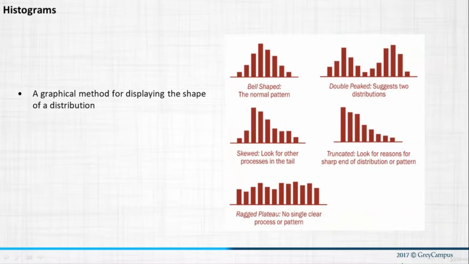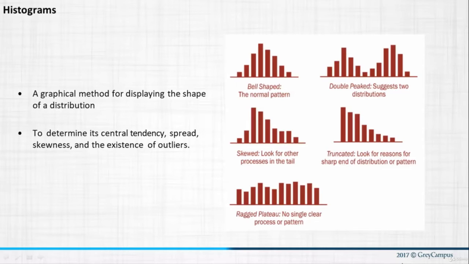Histograms are another way that we can show the distribution of our data. The bell-shaped or normal distribution is in the upper left. A bimodal distribution, or double-peaked, is next to that, to the right of it, and shows two peaks. Skewed data we'll talk a little bit more in depth on. For truncated data, there has to be some sort of reasoning why data points stop at a certain point, and then the ragged plateau is a more random distribution.